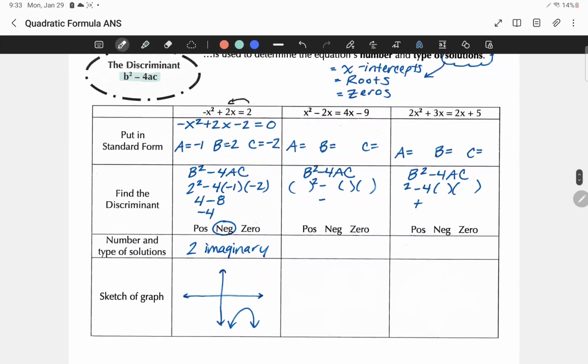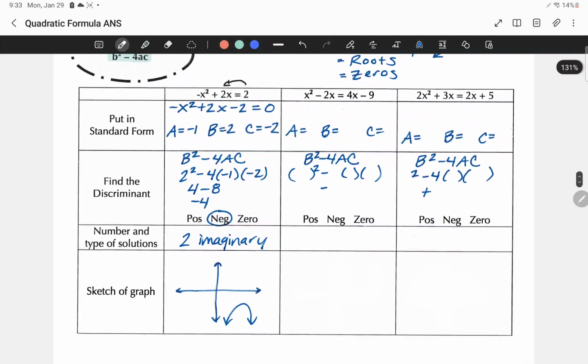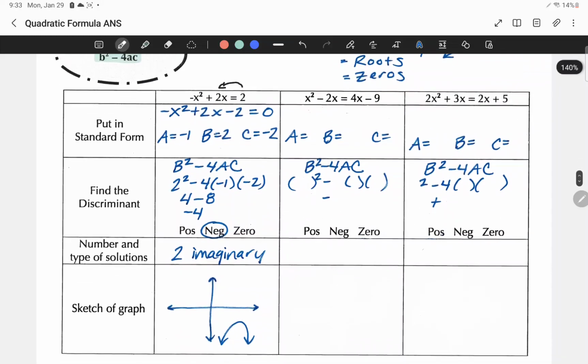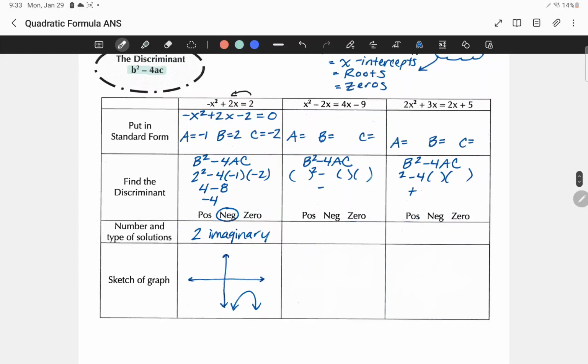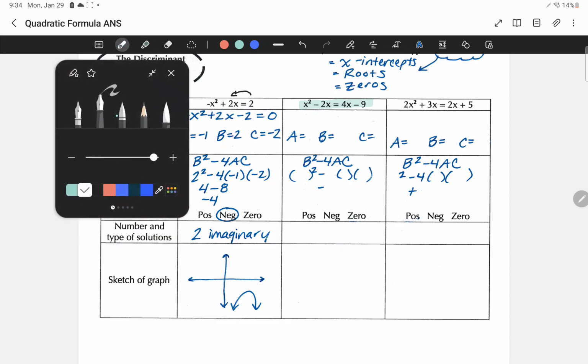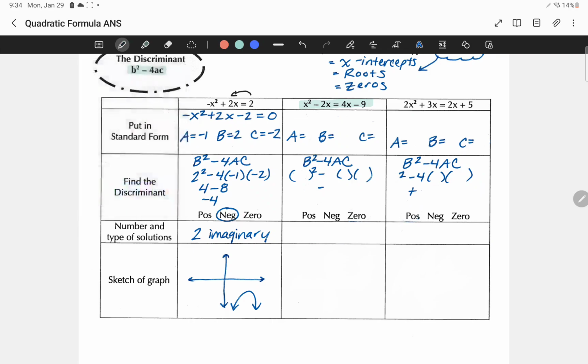All right, let's look at the other 2 examples that we have here. So let's go ahead and start. We're going to find the discriminant, which is going to tell us how our equation is going to look. First things first, you always have to make sure that you go to standard form. Now, look at this one. Is it in standard form? Absolutely not. It looks atrocious. So what I'm going to have to do is go ahead and change it.